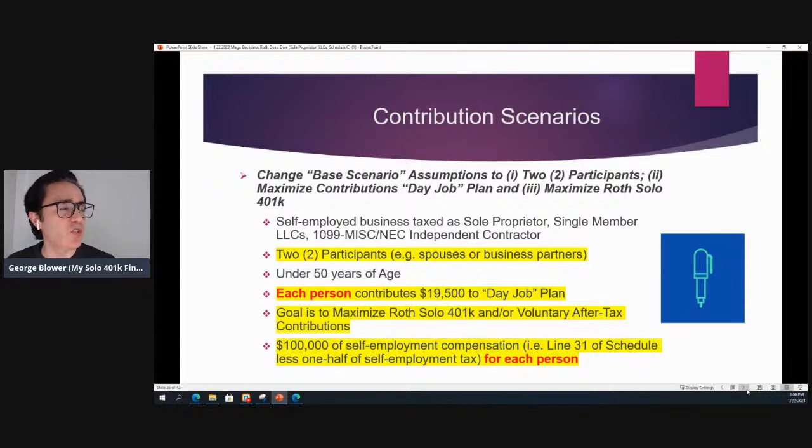Okay, now we're really going to start to change the factors. So here we have two participants. They each contribute $19,500 to their respective day job plans. The goal is to maximize the Mega Backdoor Roth contributions, and they have $100,000 each of self-employment compensation.